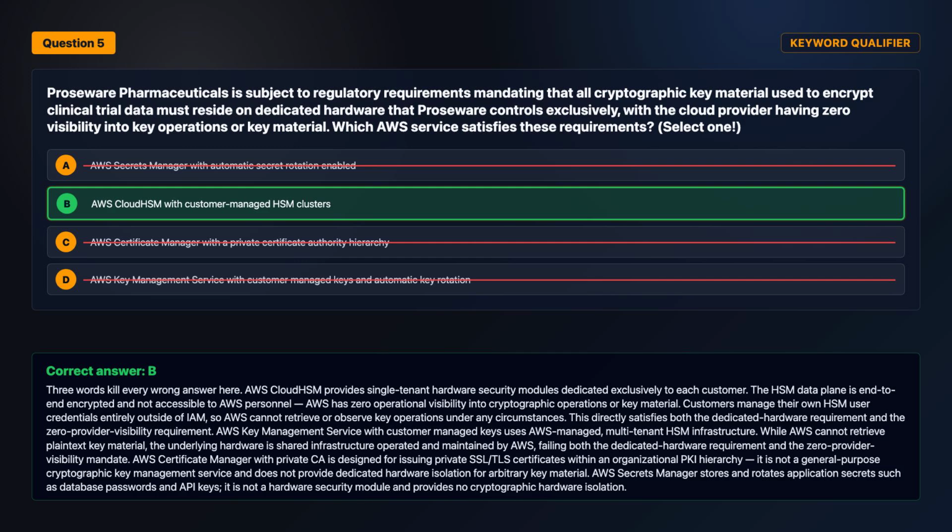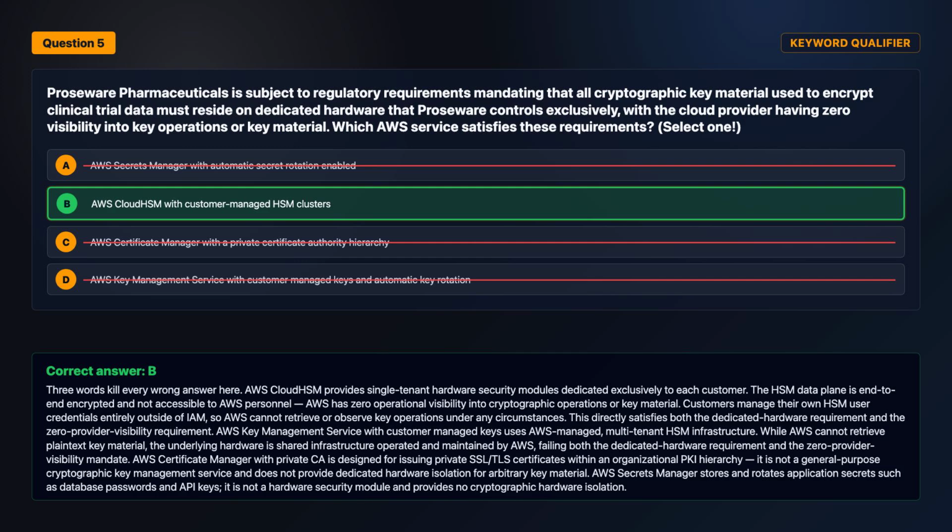Customers manage their own HSM user credentials entirely outside of IAM, so AWS cannot retrieve or observe key operations under any circumstances. This directly satisfies both the dedicated hardware requirement and the zero provider visibility requirement. AWS Key Management Service with customer-managed keys uses AWS-managed, multi-tenant HSM infrastructure. While AWS cannot retrieve plaintext key material, the underlying hardware is shared infrastructure operated and maintained by AWS, failing both the dedicated hardware requirement and the zero provider visibility mandate.